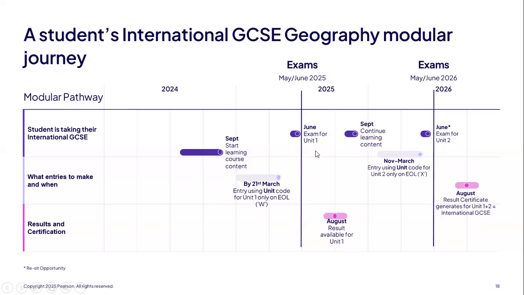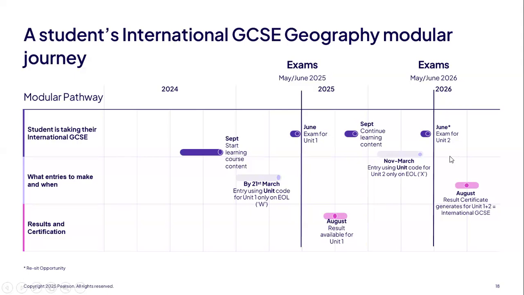Then in June, you may choose to sit the exam for Unit 1, which you will get the result of in August. In September, you would continue covering the content for Unit 2. You may want to resit Unit 1 if you were not happy with your result, or you may be quite happy to go on. If you want to resit it, that's available in November. And then the following June, you would take the exam for Unit 2.